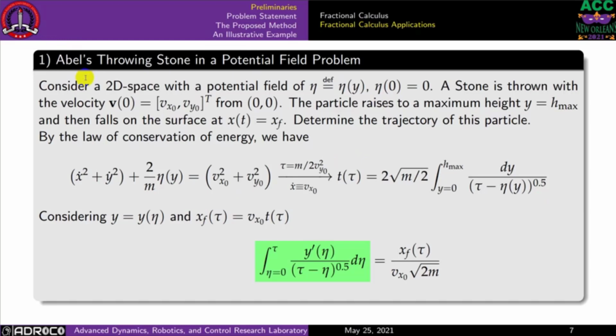So in this problem, we are trying to determine the trajectory of this particle. We're just simply using the laws that we have for the physics of this problem, and we ended up with the trajectory expression given by this highlighted equation. As you see in this green box, this integral is nothing more than the fractional derivative of the function, which can be resolved in the framework of fractional calculus.